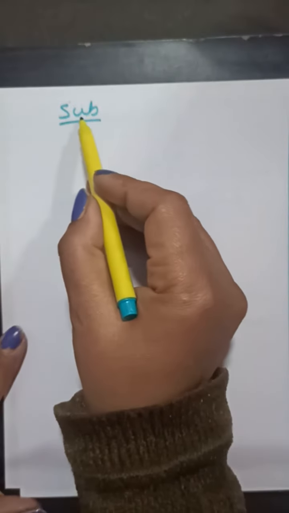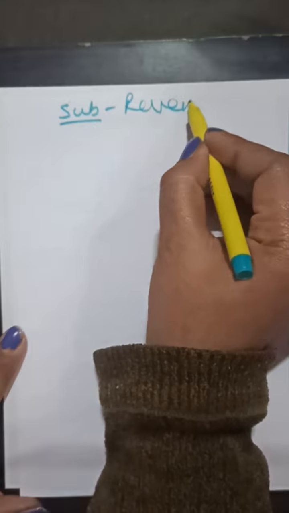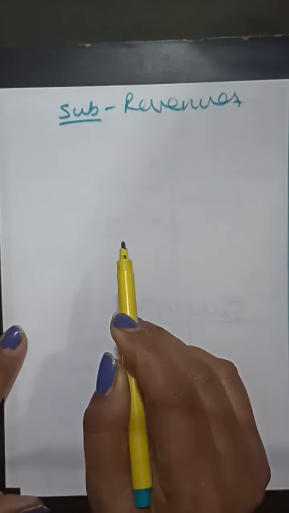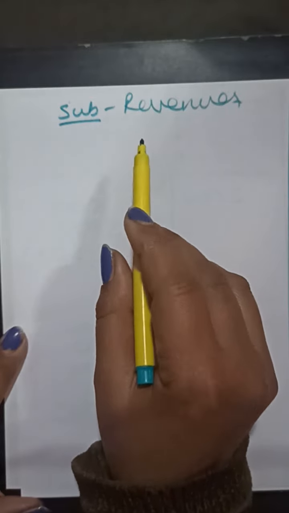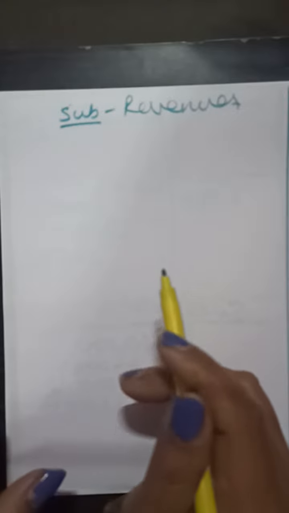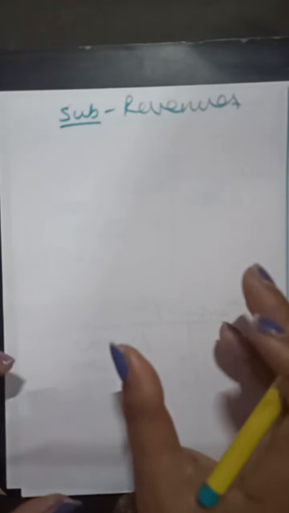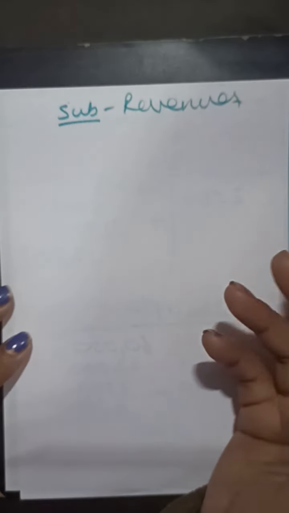So children, subscriptions are the major source of revenue for NPOs, the major revenue generating source. But the major thing is the subscriptions that are received for the entire year. Of the subscriptions received in the year, we have to take into consideration only those subscriptions that relate to the current year. That means whatever is receipt.